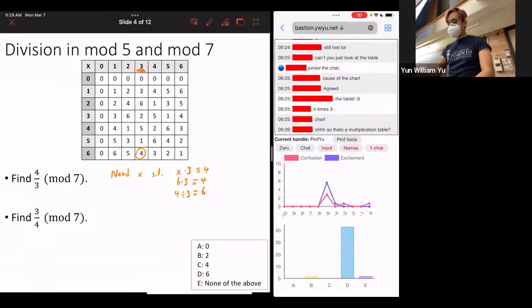Okay, let's do another one. What's 3 divided by 4 mod 7?